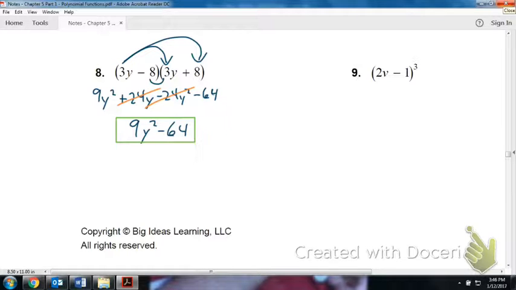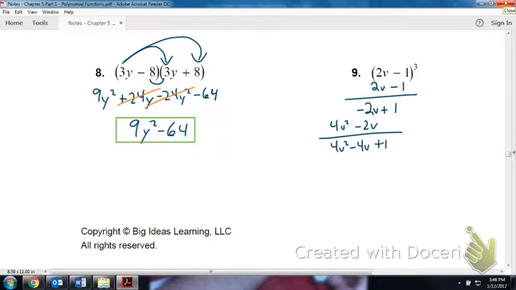Same idea. This one is this cubed, so you have to do it 3 times. You got 3 of them up there. So we got 2v minus 1 times 2v minus 1. Negative 1 times negative 1 is positive 1. Negative 1 times 2v is negative 2v. Now do the 2v. 2v times negative 1 is negative 2v. And 2v times 2v, 2 times 2 is 4, v times v is v squared. So 4v squared minus 4v plus 1.